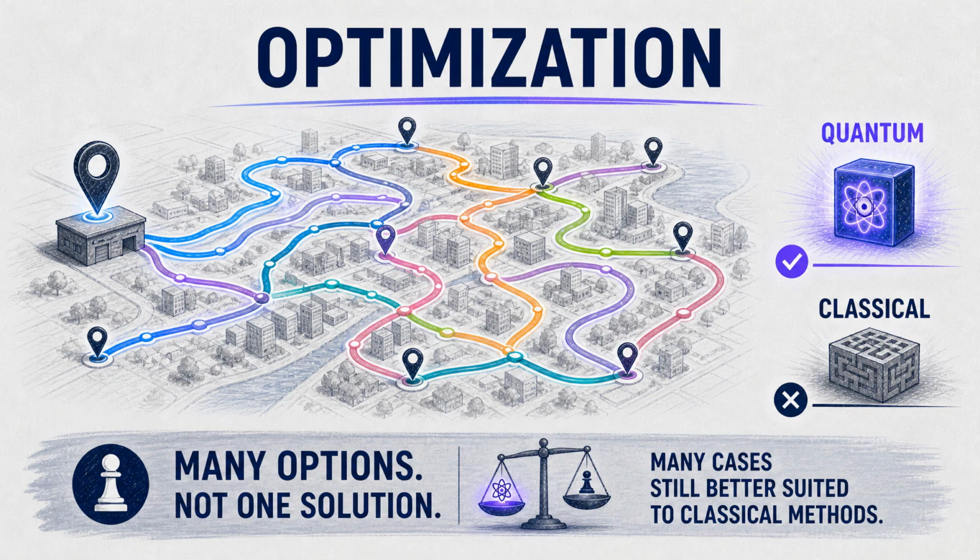The improvement is real, but not magical. Optimization is often mentioned in quantum discussions. This means choosing the best option from many possible options, like schedules, routes, or designs. Quantum methods may help some versions, but optimization is a huge category, and many cases remain better suited to classical methods.